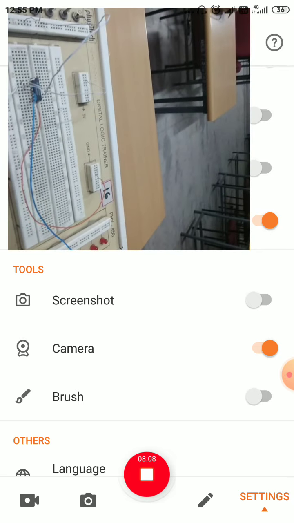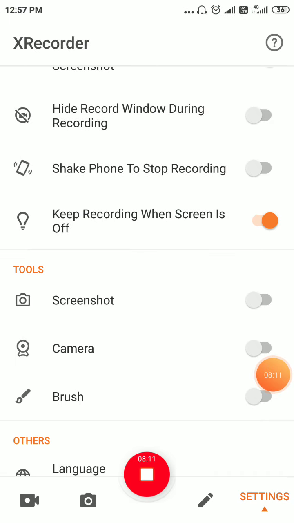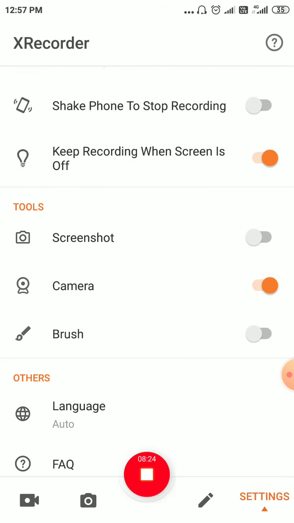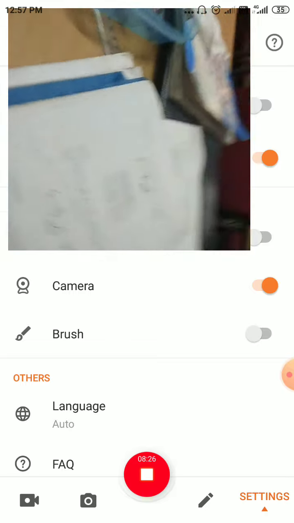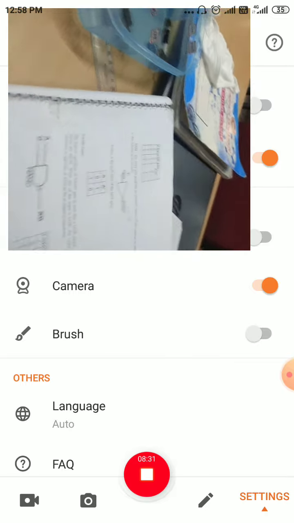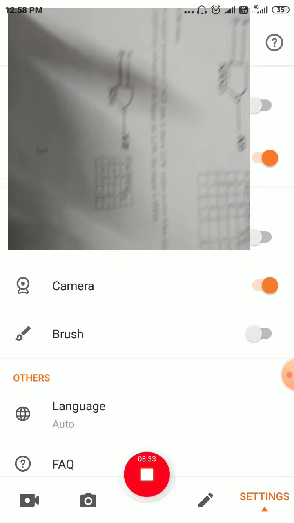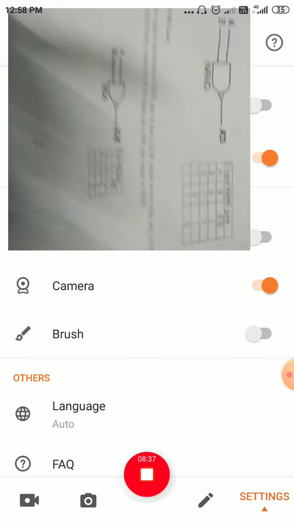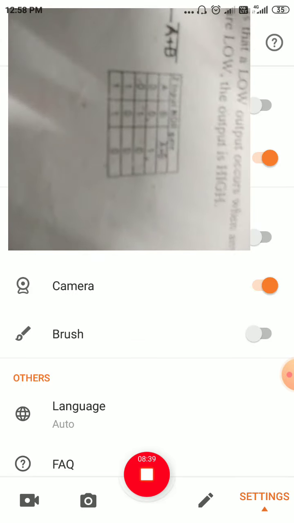And one more gate. Now I am explaining the NOR gate, and how to connect the NOR gate. Here is the truth table and the gate symbol for the NOR gate, which is NOT plus OR. This is the truth table for the NOR gate.